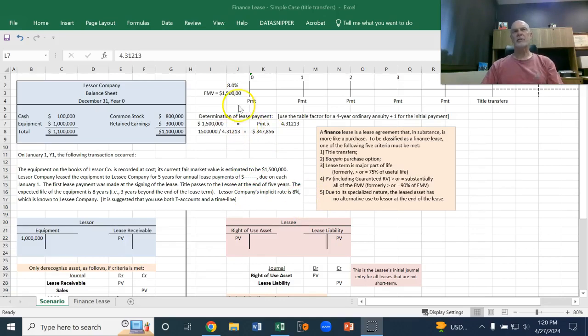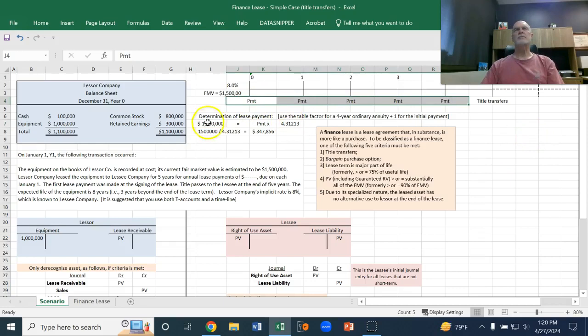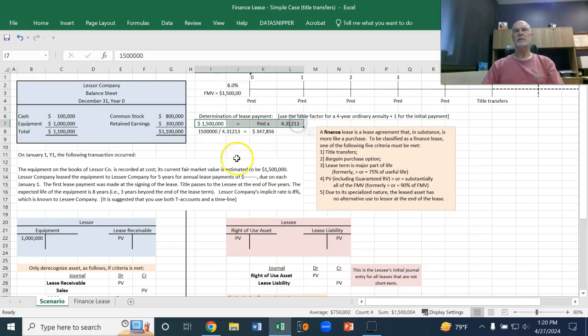So when the lessor comes up with the payments, they want a fair market value of $1.5 million, and they're going to have 5 payments at the beginning of each of the next 5 years. So remember, if you cover up that first one, they actually have a 4-year ordinary annuity. So you would look up that table factor, a 4-year ordinary annuity at 8%, and then add 1 to it, and you get 4.31213.